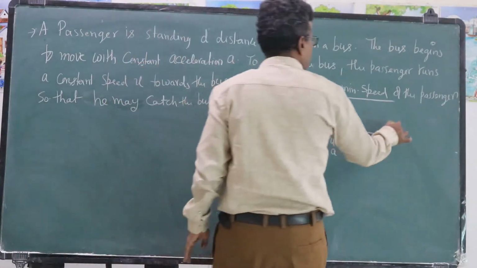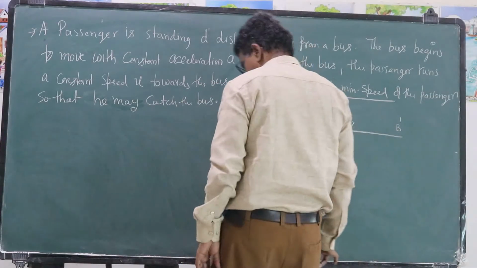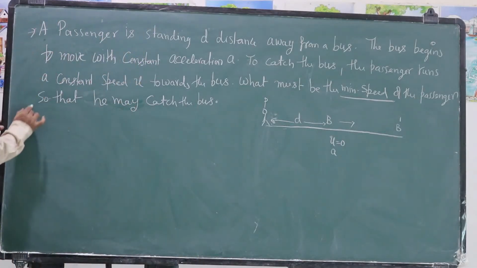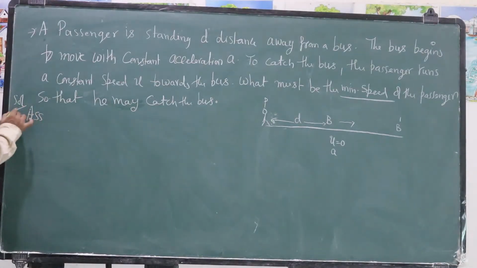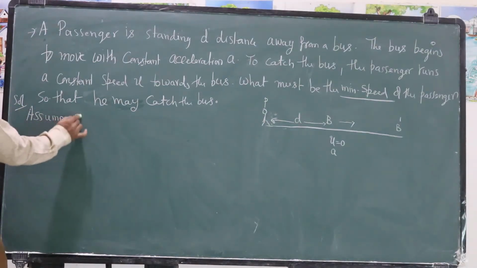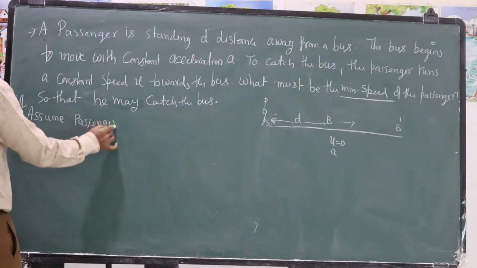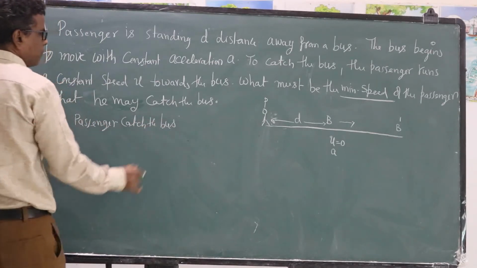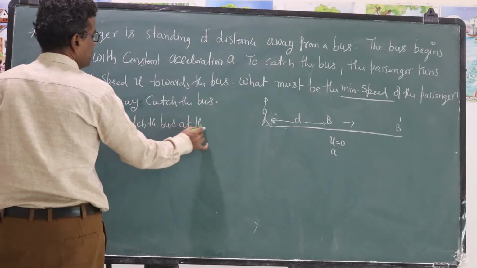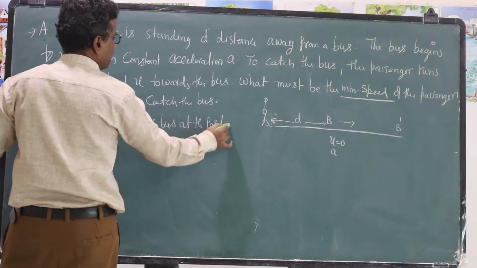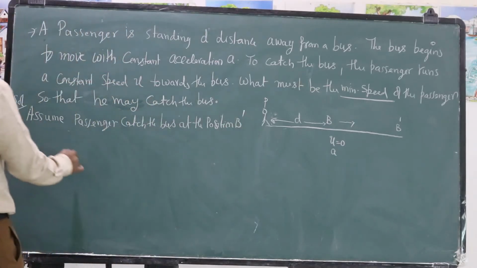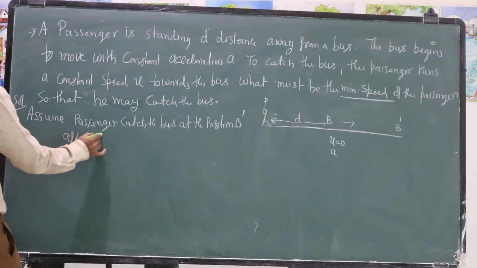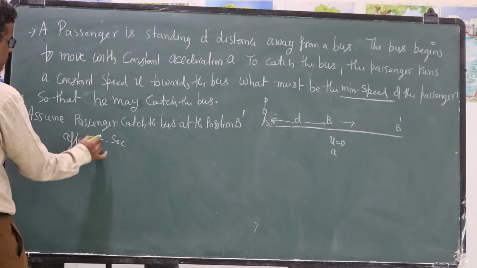So let the passenger catch the bus at the position B dash after t seconds. So my assumption is: assume the passenger catches the bus at the position B dash, when the bus is at B dash, after t seconds.